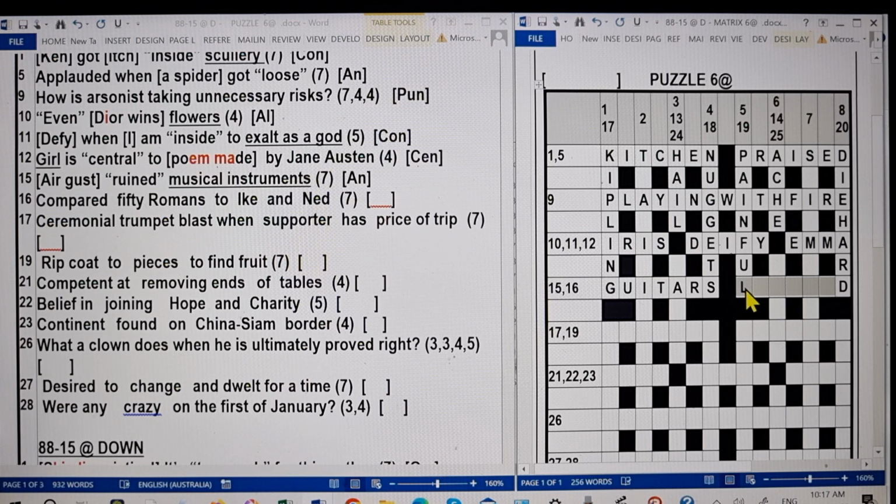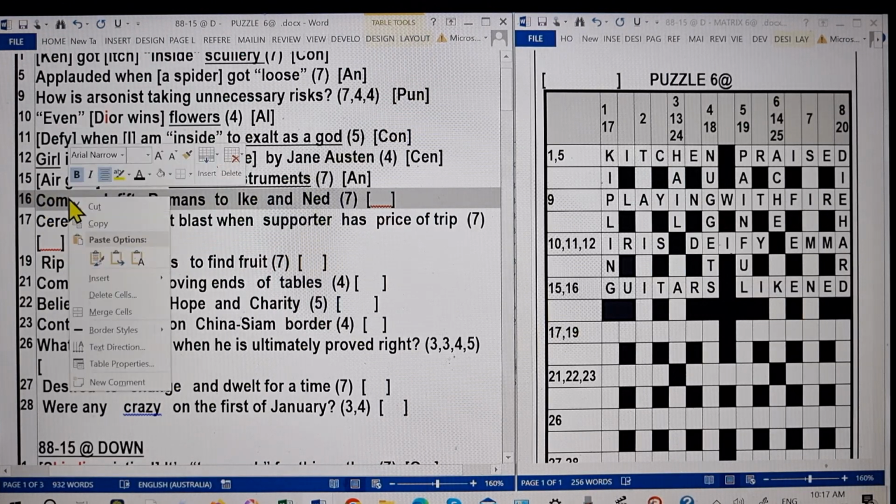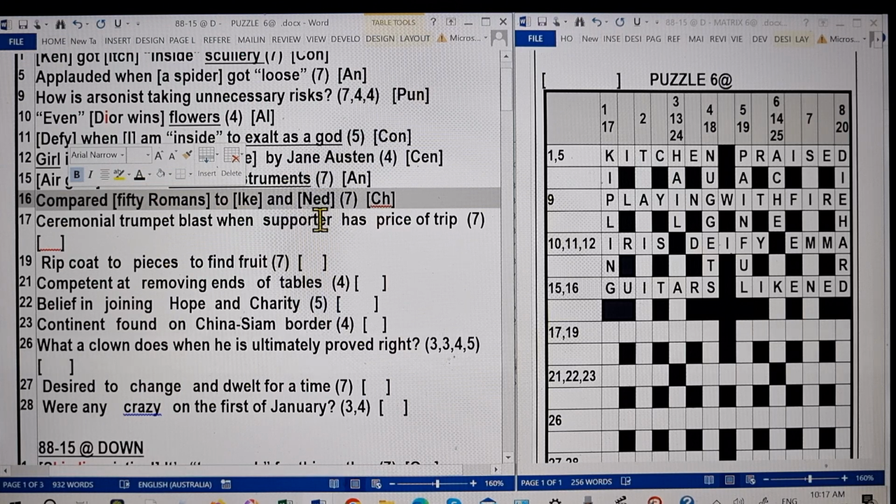16 across is likened. How do we get likened? Well, look at your clue again. You can see exactly what happened. Now, there's Ike and Ned. Whenever you see personal or proper names, you know they're probably going to be fodder. Okay? And 50 Romans abbreviates to L. So L, I-K-E-N-E-D spells likened. It's a charade. And don't forget you got an abbreviation there, but you don't mark over here. And the key, of course, is compared.